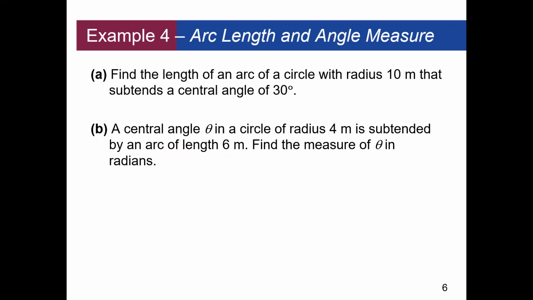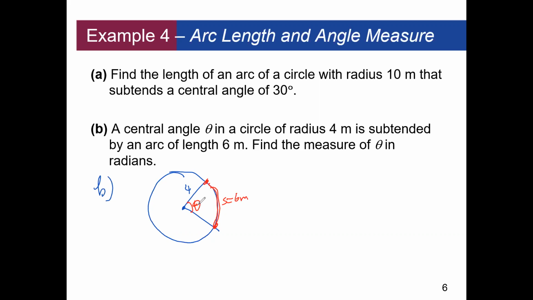So that's part B. Okay, so we have a circle here. We're given that the radius is 4, and the arc length is given, so we're given this distance here. I'll just call this s equal to 6 meters. And we're finding theta, so theta is unknown here.